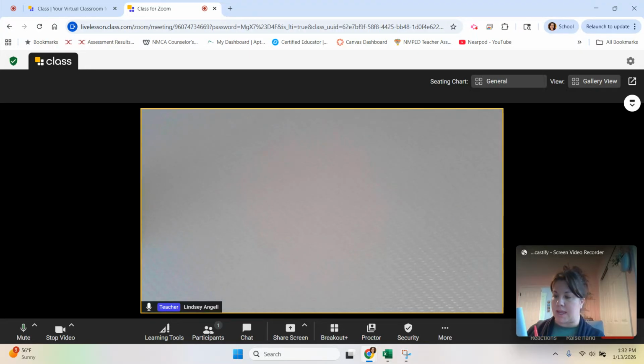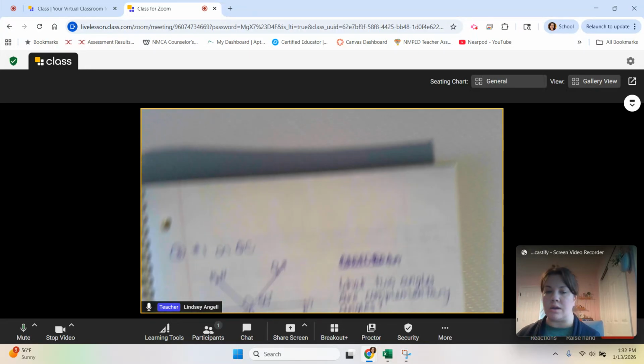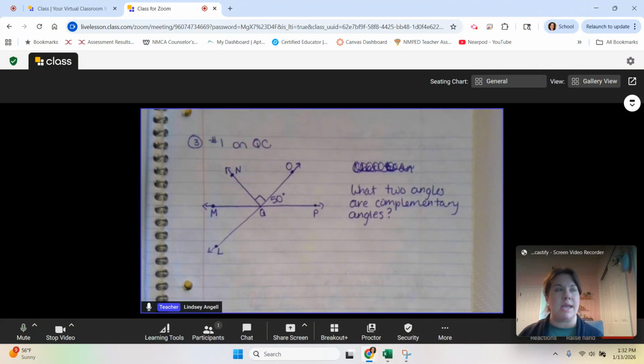Okay, number 3, this is number 1 on your quick check. Let me get to it on my other screen just to make sure everything's good. So we've got this drawing, and I drew it based off of the picture in your quick check. It says, what two angles are complementary angles?